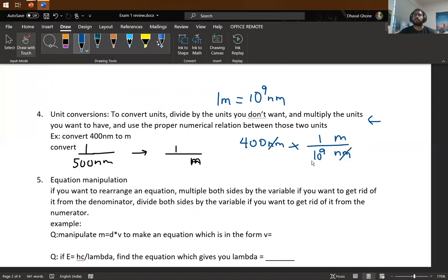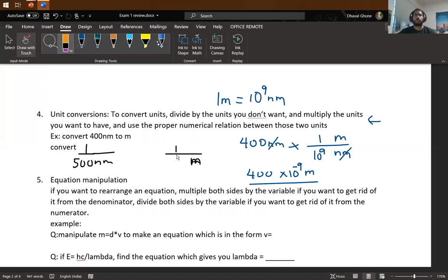And because this is in the bottom, what I end up getting is 400 times 10 to the power negative 9. Anything in the bottom of the exponent, when it comes to the numerator, you change the sign. So plus 9 becomes negative 9. If this was negative 9, it would be plus 9. And the units left over are no longer nanometers, so what's left is meters. And that's my answer.